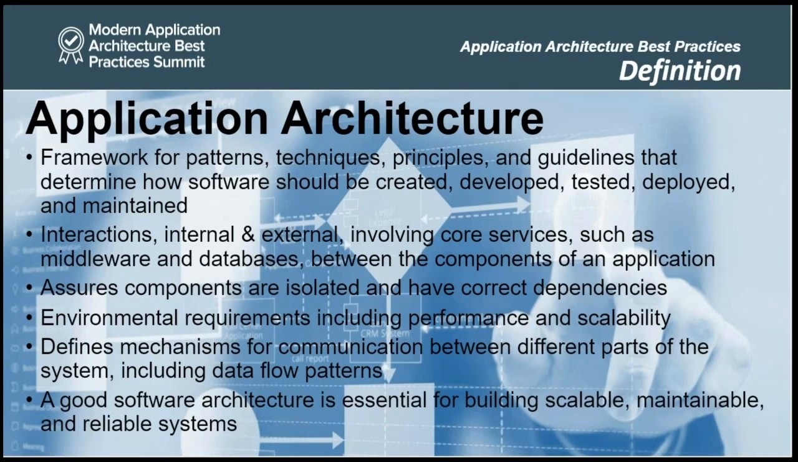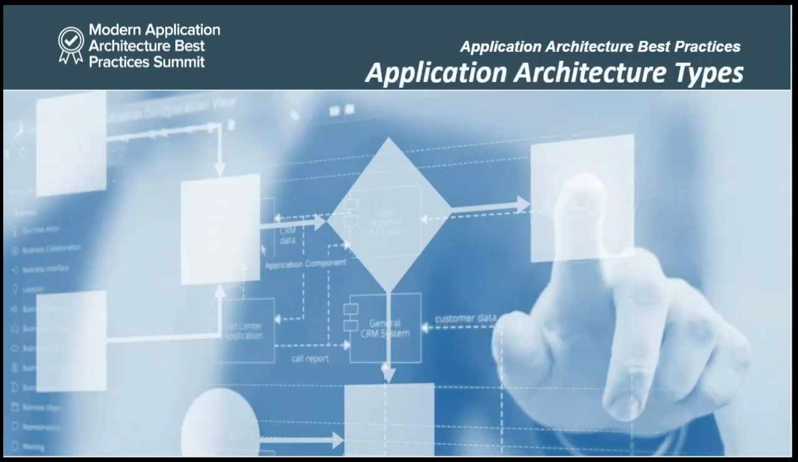Basically, and it's a good rule of thumb, a good software architecture is necessary. If you want it to be scalable, if you want the system to be maintainable, resilient, reliable, you really need to adhere to a given architecture consistently across every member of the team and every component of the software. Okay, so now we have a better idea of what application architecture is.